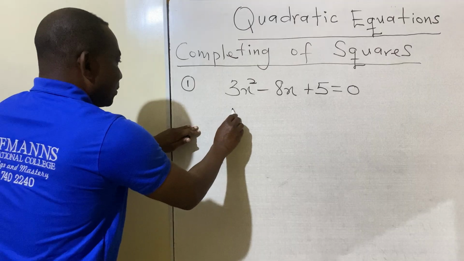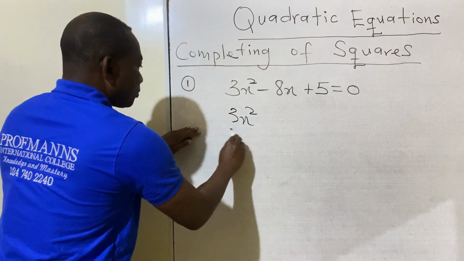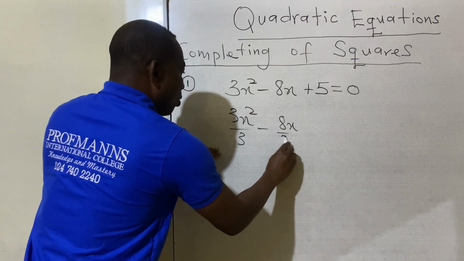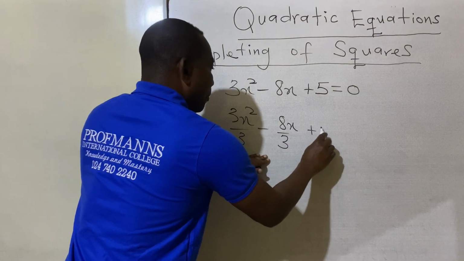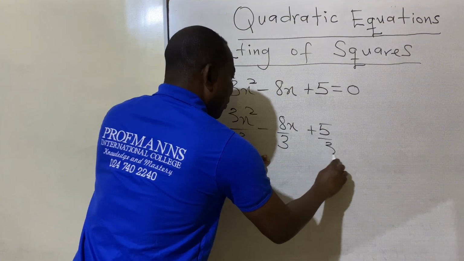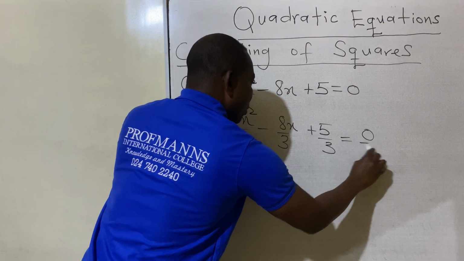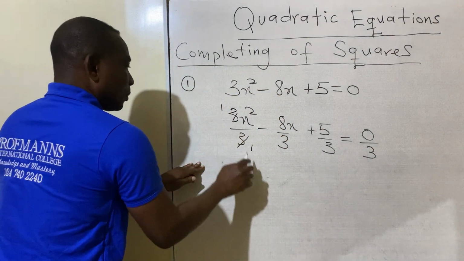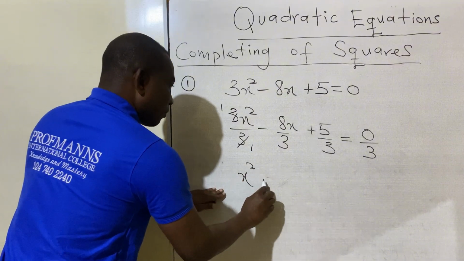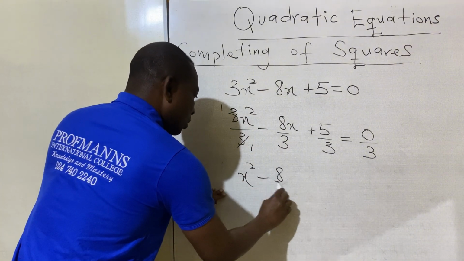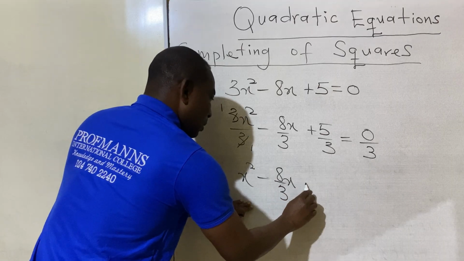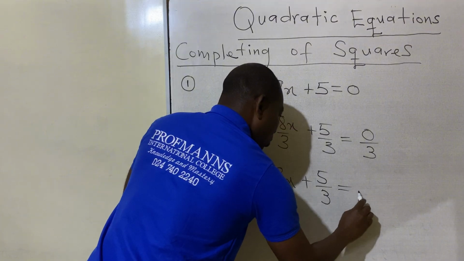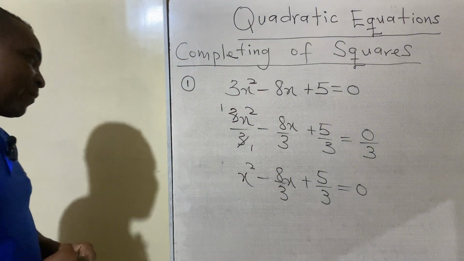So the first step is 3x squared over 3 minus 8x over 3 plus 5 over 3 is equal to 0 over 3. 3 goes into 3 once. So we have x squared minus 8 over 3 x plus 5 over 3 is equal to 0. That is the first step.